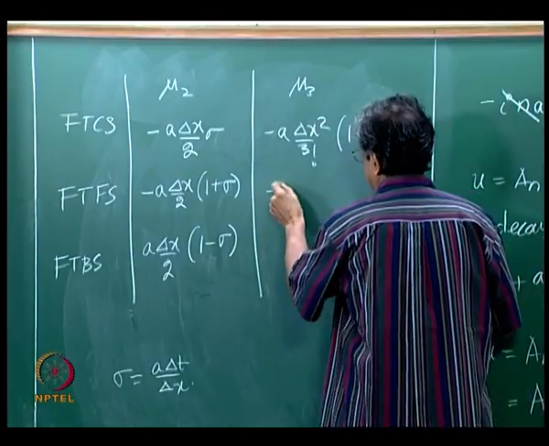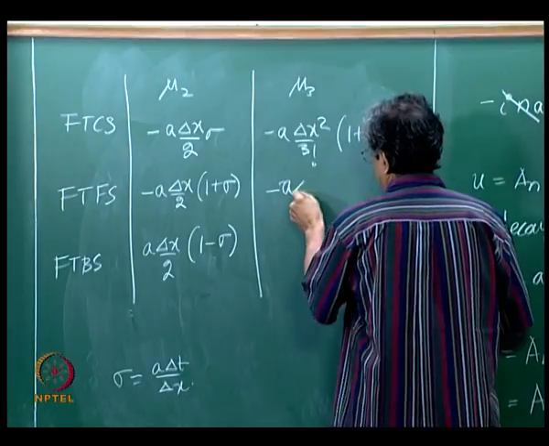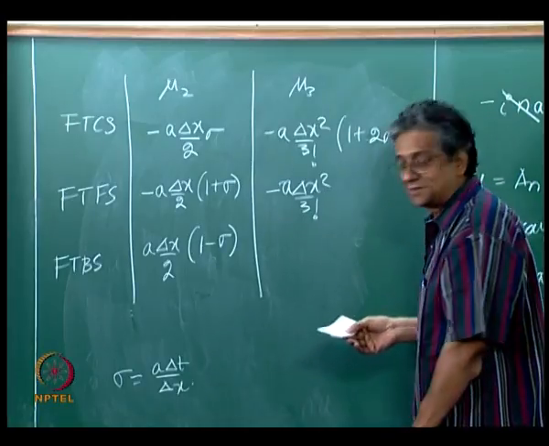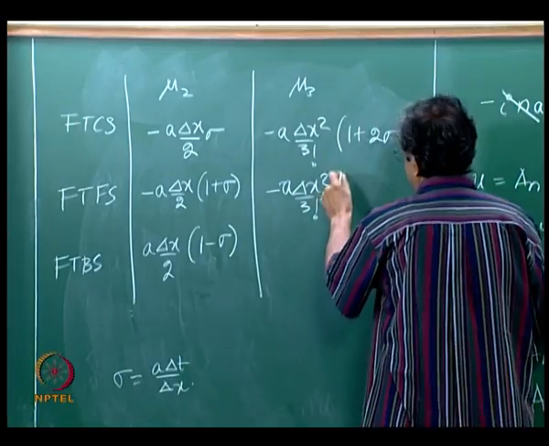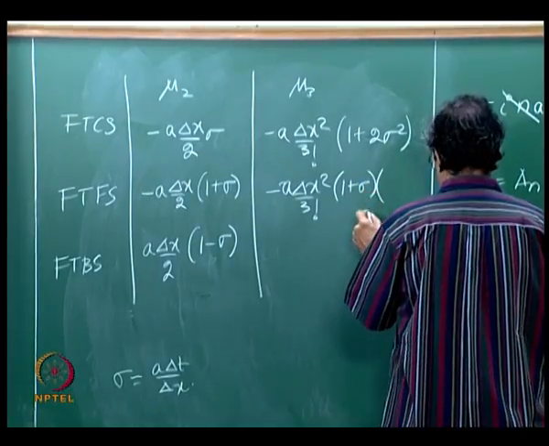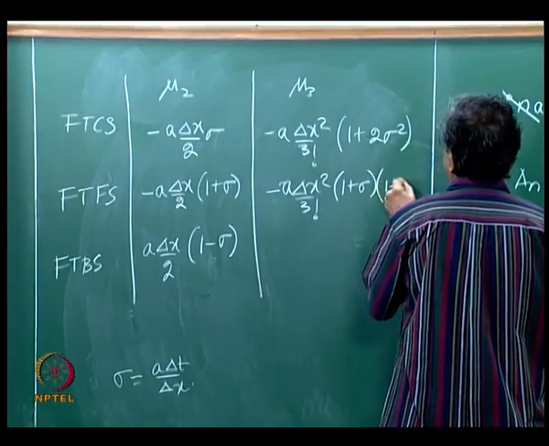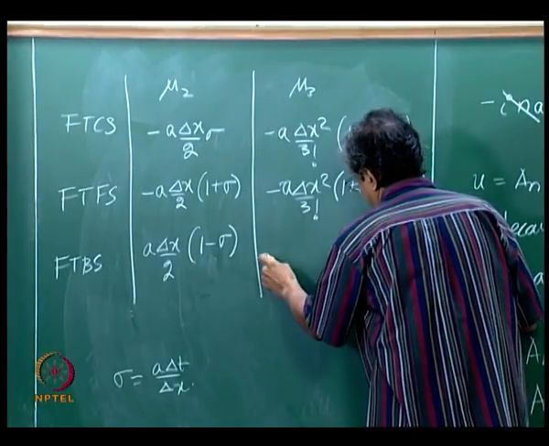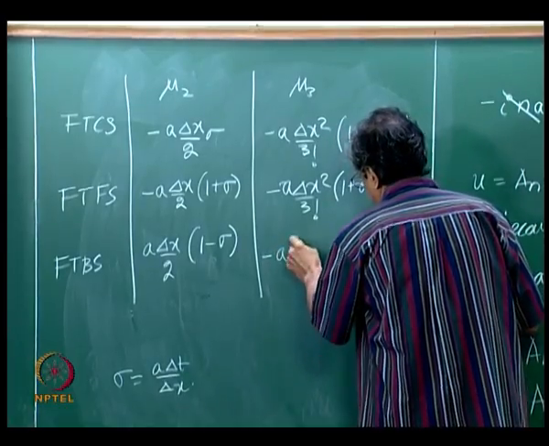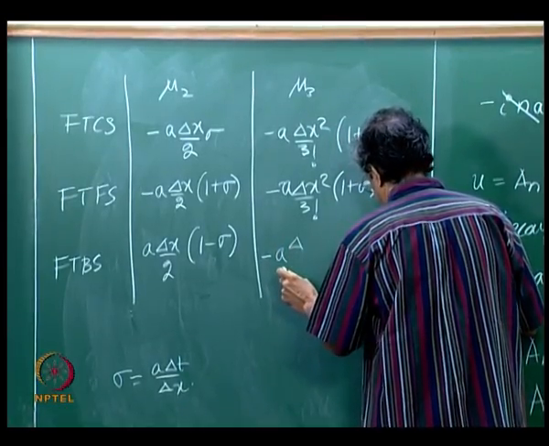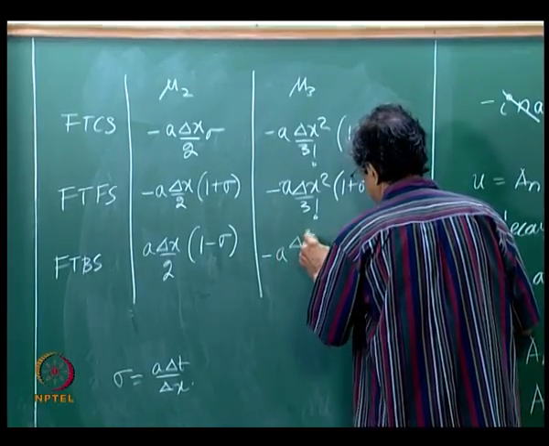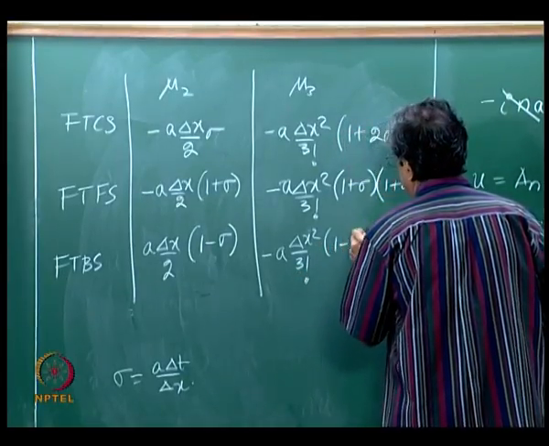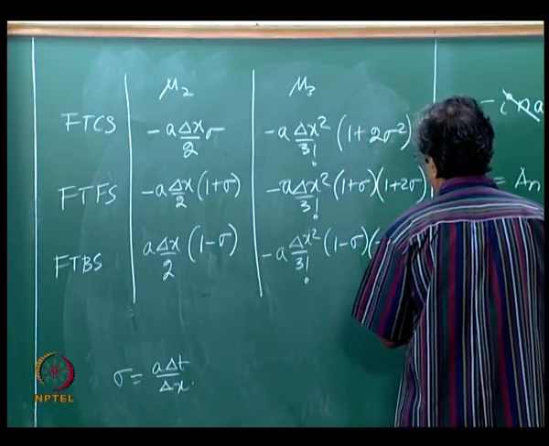And a minus a delta x squared by 3 factorial. I could have most probably saved a little space by keeping all the constant, these a delta x squared, those tend to be the same, 1 plus sigma into 1 plus 2 sigma plus 1, or 1 plus 2 sigma. And the last one is minus a delta x squared by 3 factorial 1 minus sigma into 2 sigma minus 1.